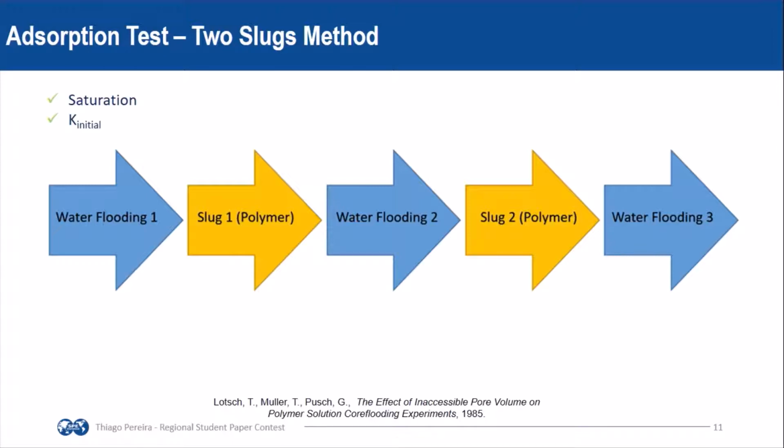Firstly, the core is saturated with brine and its initial permeability is measured. Then, slug number 1 is injected, and this phase is responsible for almost all polymer adsorption. After that, another water flood is performed to remove all the non-adsorbed polymer from the porous medium. Then, slug number 2 is injected. Here, minimal or no adsorption is supposed to occur. And finally, we do the last water injection to rinse the core again and determine its final permeability.